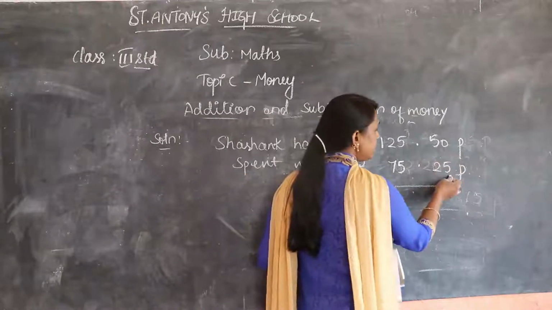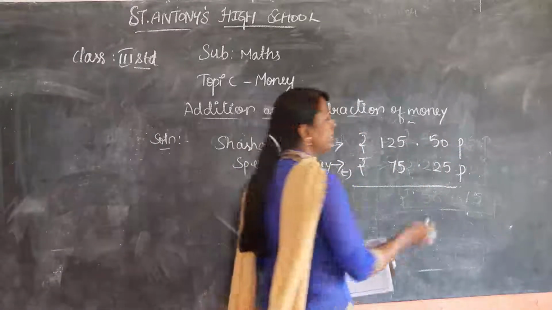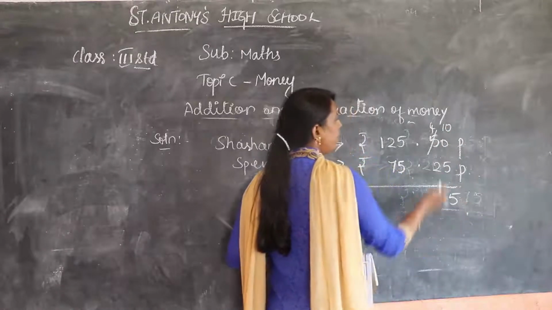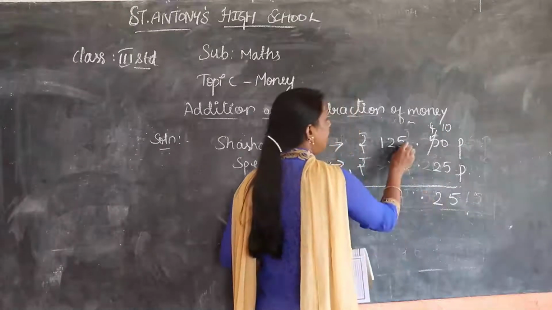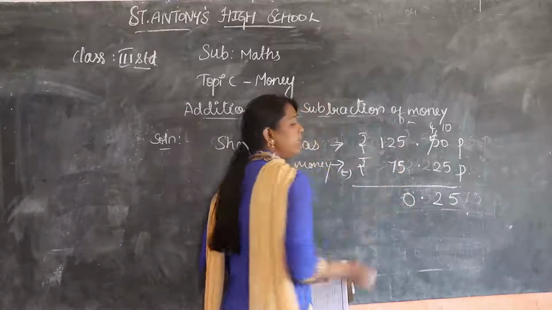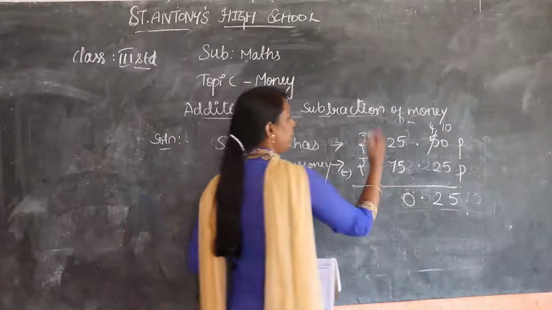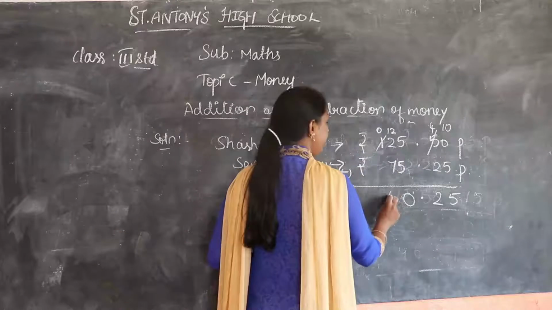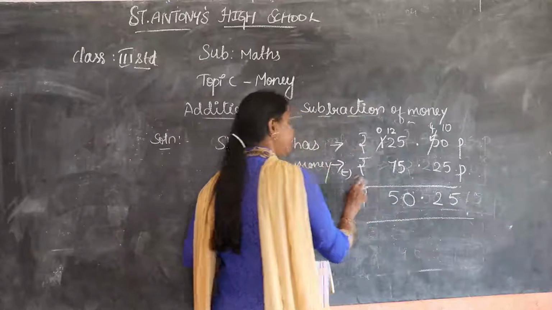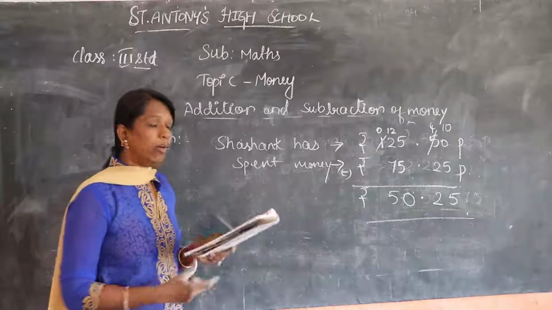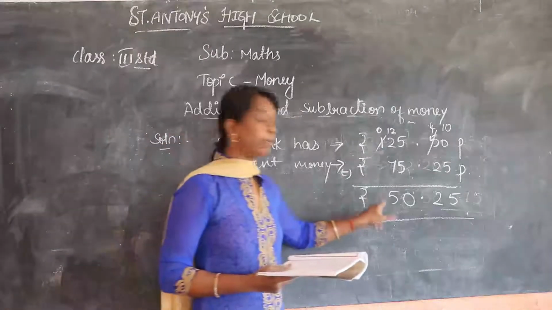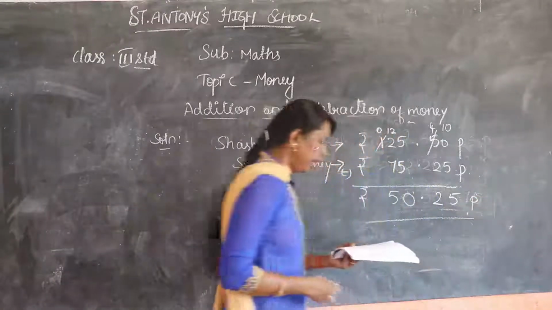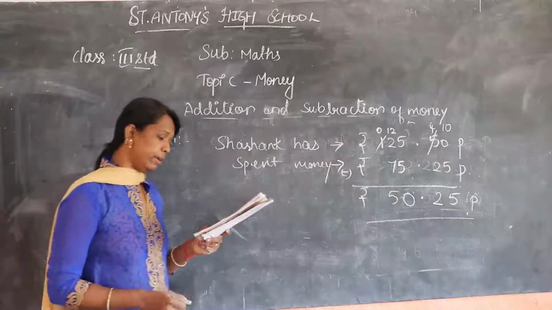Here 0 minus 5 is not possible. Take a borrow from the nearest place. This 5 becomes 4. This 0 becomes 10. 10 minus 5, 5. 4 minus 2, 2. 5 minus 5, 0. Here 2 minus 7 is not possible. Take a borrow from the nearest one. This becomes 0. This 2 becomes 12. 12 minus 7 is 5. The final answer, the remaining amount with Shashank, is rupees 50.25. Okay, like that you have to do the subtraction.